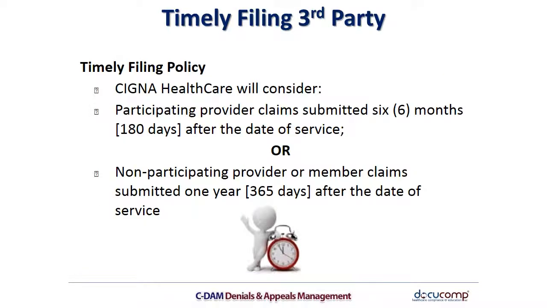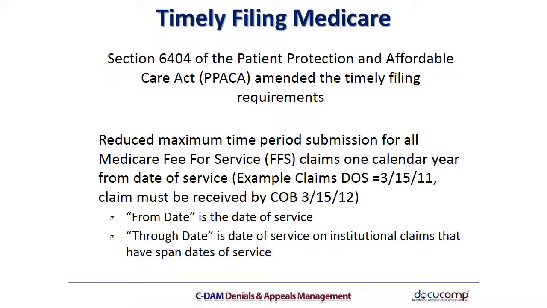Let's look at a few timely filing policies for third-party payers and Medicare and compare the two. Cigna Healthcare's timely filing policy suggests that any participating provider claim submitted 6 months or 180 days after the date of service, or any non-participating provider or member claim submitted 1 year or 365 days after the date of service will be considered for payment. Medicare, on the other hand, will accept claim submission up to 1 calendar year following the date of service. So you can see a little bit of the differences depending on the payer.